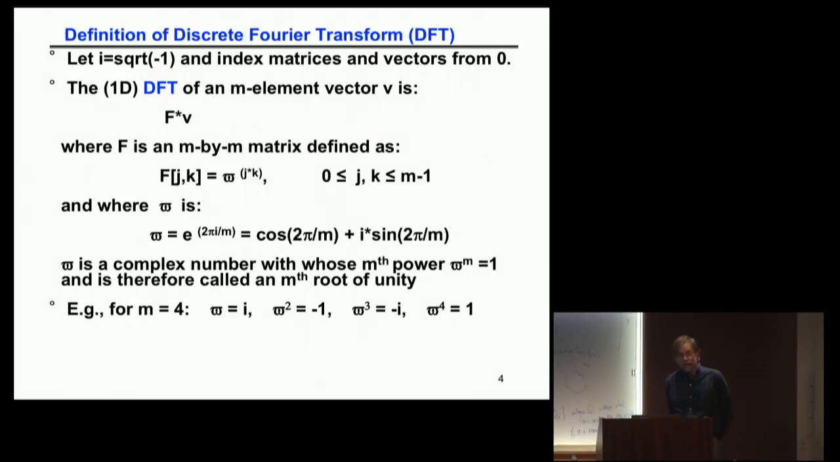So I hope I never use I during this talk as a subscript. It should always mean the square root of -1. So tell me if I make a mistake there. And all of my vectors are going to be indexed from 0. That'll keep the math much simpler.